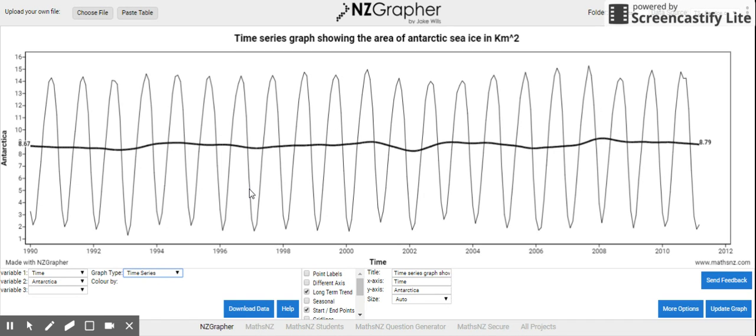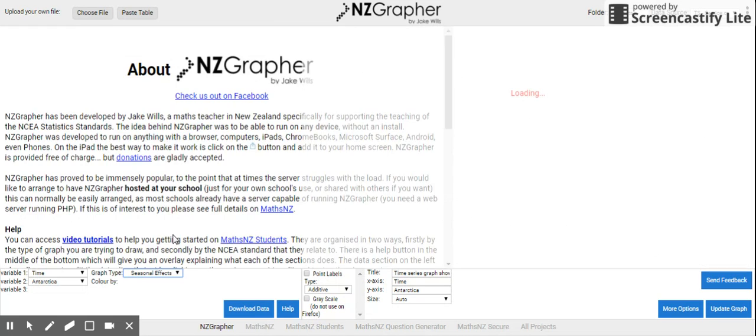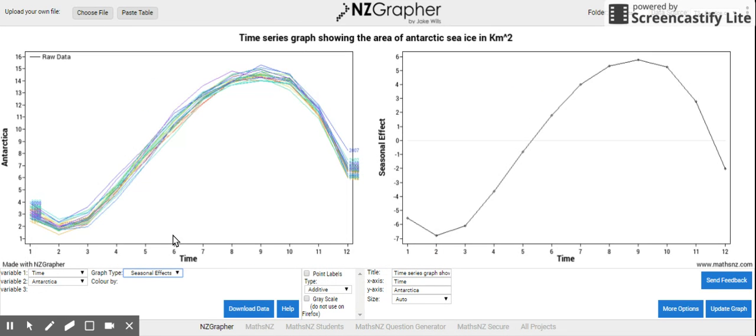If I click the type of graph again and scroll down, I can get the seasonal effects graph. Now the seasonal effects graph shows me two graphs side by side. The right-hand graph is looking at the average season. So I can see our average season starts off in January, month 1, with it slowly decreasing in the amount of sea ice and reaches the bottom value of around about February time. It's the lowest amount of sea ice, which makes sense because in the southern hemisphere that's the middle of summer, or the end of summer, really.